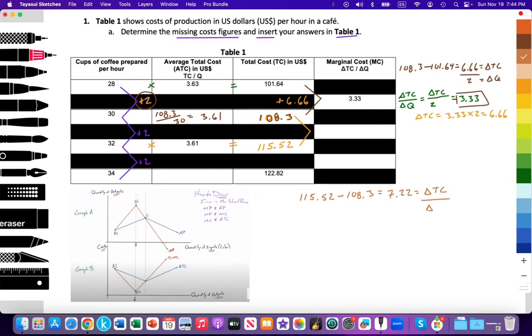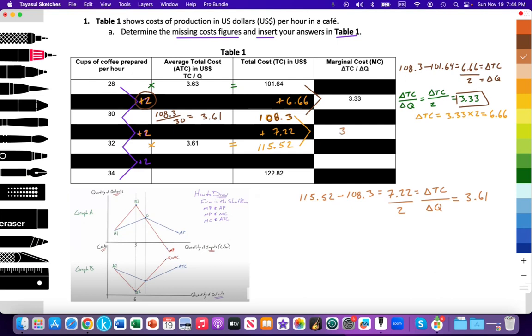I have to divide that by the change in the quantity of output, and the quantity of output is 2, which we see right here, plus 2. Okay, so we're going up by 7.22 divided by 2, and that will give us the answer here. And so that's going to work out to 7.22 divided by 2. It's going to work out to 3.61.